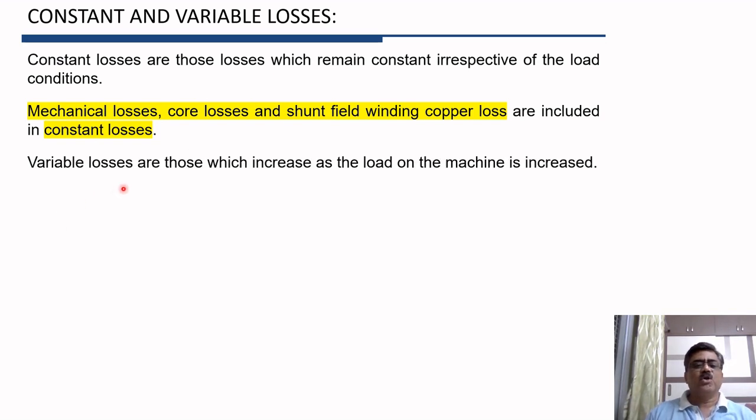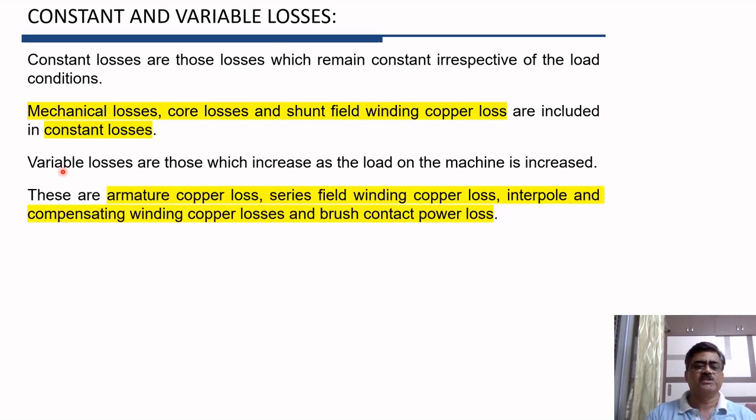Whereas some losses depend on load conditions. So when load is increased, these losses will also increase. These are variable losses. So armature copper loss, series field winding copper loss, the loss of power taking place in interpole and compensating winding, and brush contact power loss are included in variable losses.